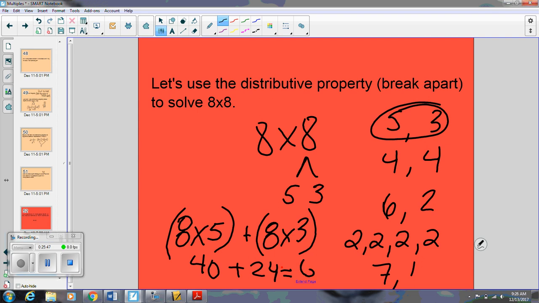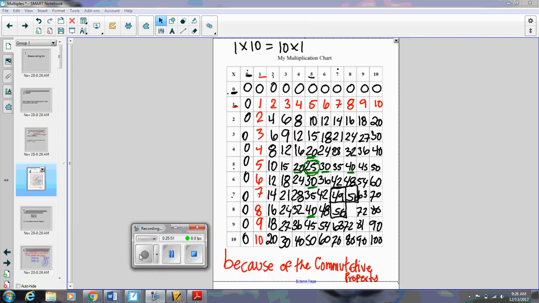64. Let's go add it to our multiplication chart. We are going to be all done. All right, 8 times 8, again, one more time, is what? 64. Give yourself a pat on the back. You know all your math facts now. Yay!